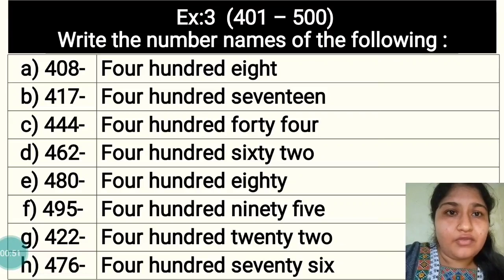So the first one, 408. So the number name is 408. 417. So what is its number name? 417.